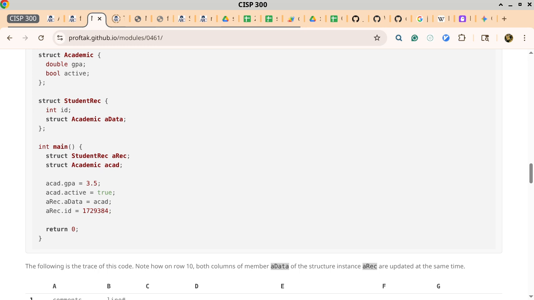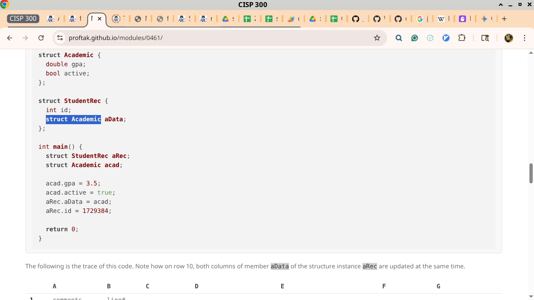The second member is called A data, okay, which stands for academic data, but it is not an integer. It is not a double. It is not a Boolean. What is it? It is of the type struct academic. In other words, this entire structure is actually the structure of the second member of a student record. It is a nested structure in this case. So are we understanding this concept? One is nested in the other one.